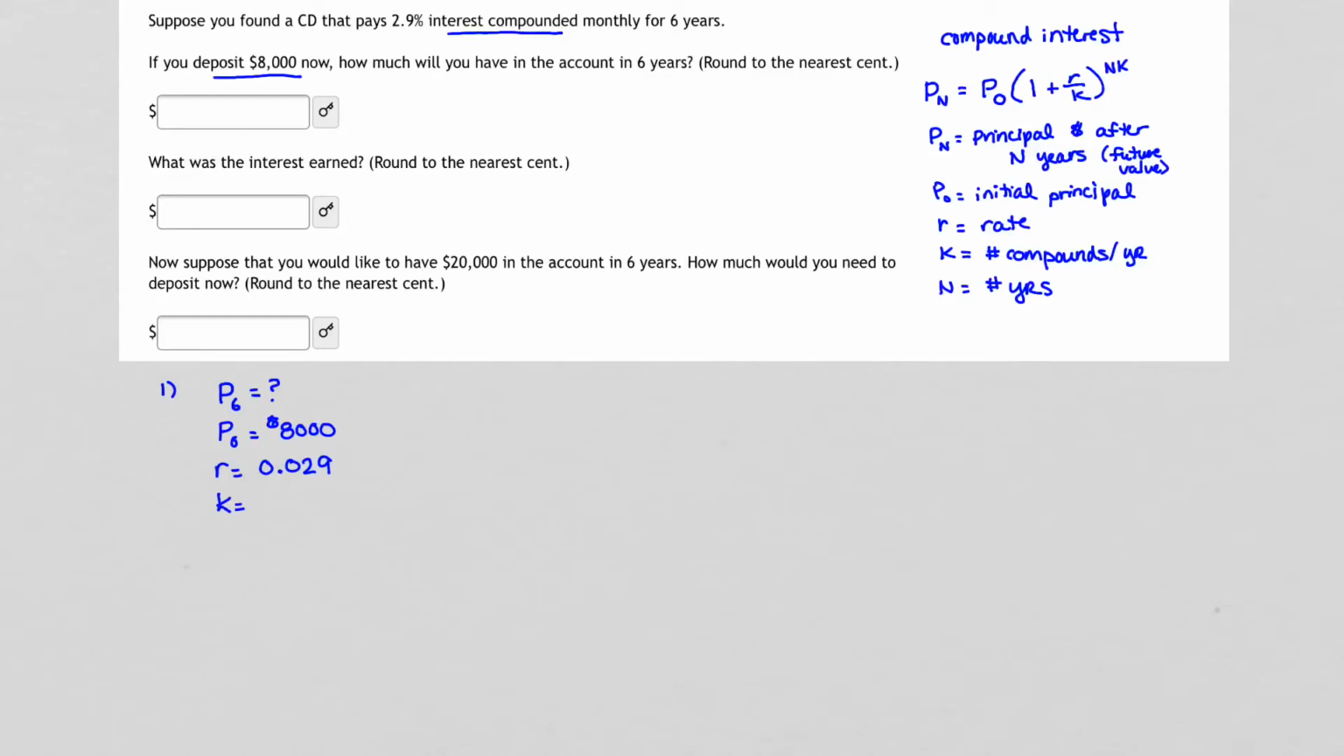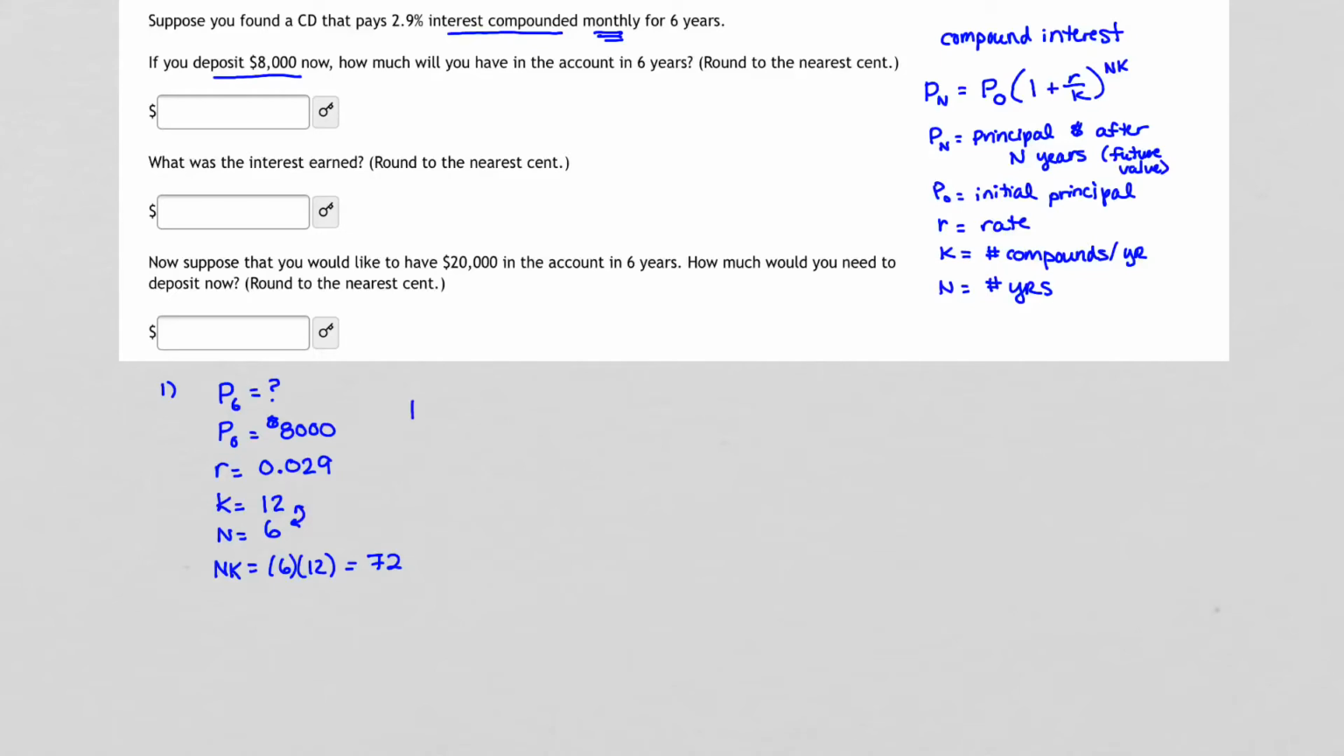K, or the number of times we compound, is going to be 12 because it says we're compounding monthly. And finally, n is our number of years, which is 6. Now, in my compound interest formula, I also have the expression nk, or n times k, and so I'm going to go ahead and just take n times k right here, 6 times 12, and that's going to give me 72. I have all my pieces, and now I'm going to put them into my compound interest formula.